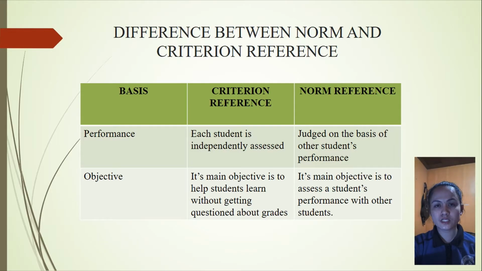Now let's go to the differences among those two terms. On the basis of performance, in criterion reference, each student is independently assessed, while in norm reference, students are judged on the basis of other students' performance.